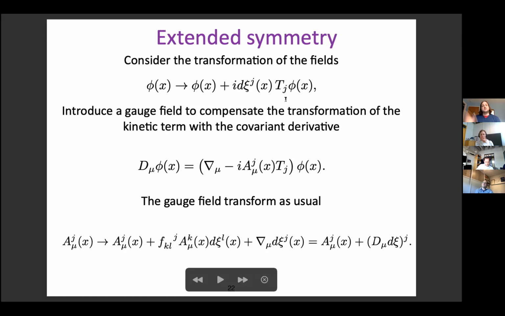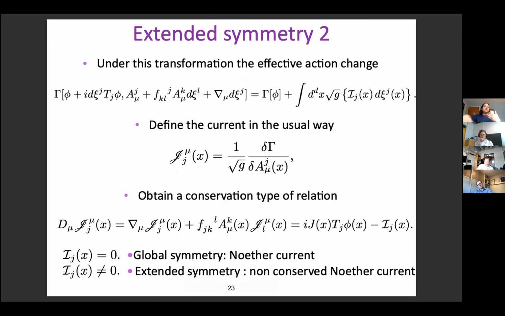with T^J being some generators of an algebra, you can also define a gauging of this transformation. So this transformation is actually local, it depends on the space-time. And then you define the corresponding gauge field, here I call A^J_mu, and it transforms as usual. So you have the homogeneous term, and then you have the term proportional to the gradient of the parameter. And if you do this, you can derive another current, assuming that if you do a transformation in the field and also in this extra gauge field that you have defined, the action is invariant.